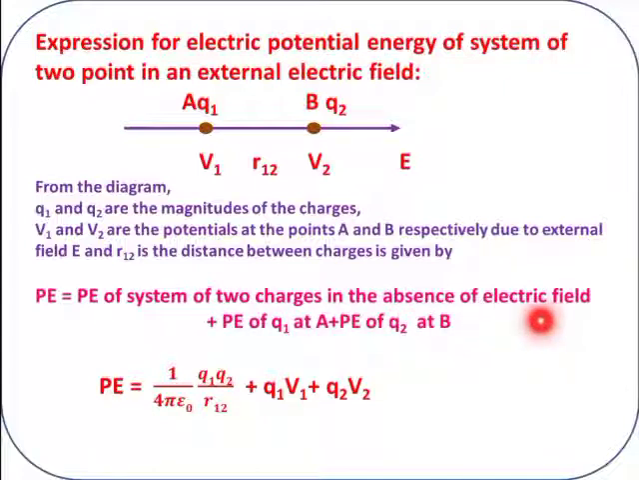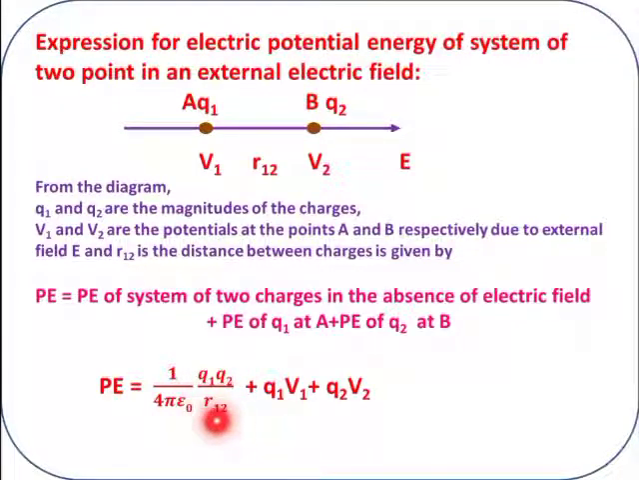The potential energy of the system of charges in the absence of electric field, we just discussed in the previous slide. That derivation we already derived. So what we got from that? 1 by 4 pi epsilon naught Q1 Q2 by R actually. But here, instead of R, we have taken R12 in this case, for the first and second charges Q1 and Q2.